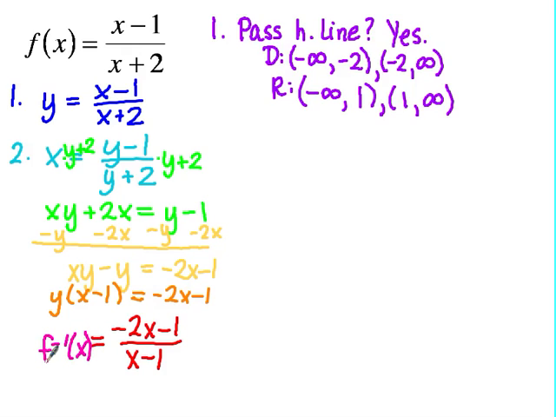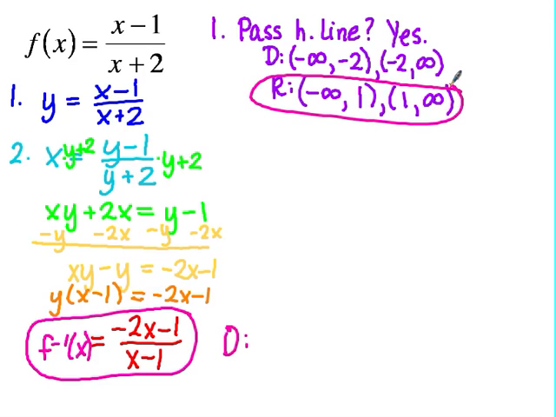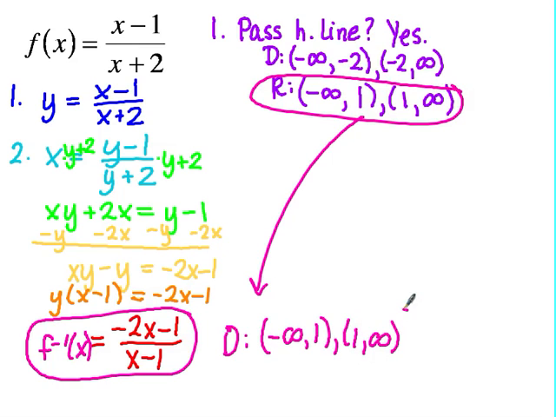Now remember, we have some restrictions on our domain here, right? So here's my inverse, but what's my domain here going to be the same as? The range up above. So this is going to be my domain down here. So negative infinity to 1 and 1 to infinity. And there you go.